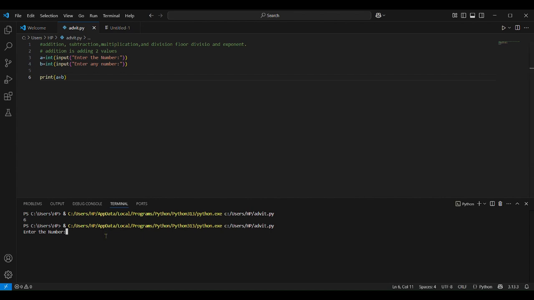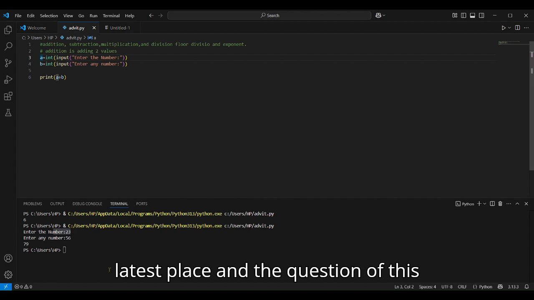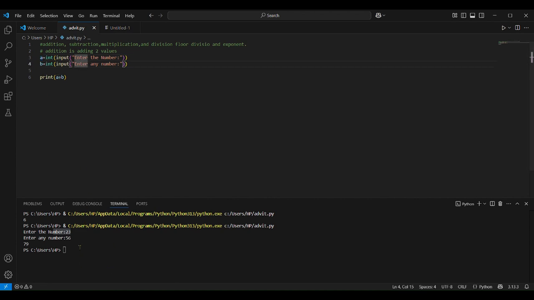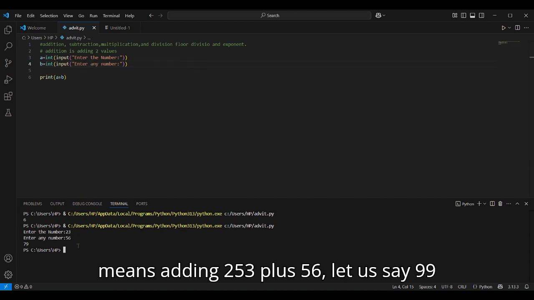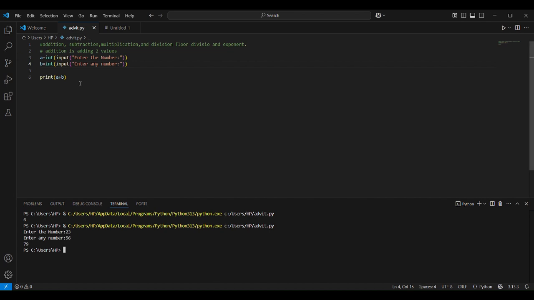So I put 23, then 56, and the answer is 79. It takes the value 23, that is this, and then the second value 56, and adding a plus b means adding 23 plus 56, that is 79.